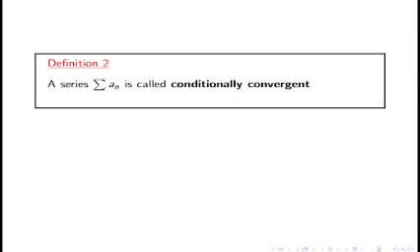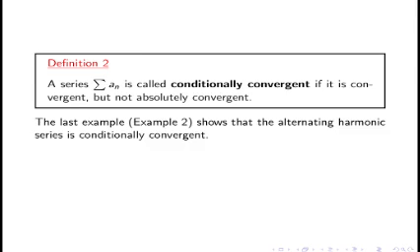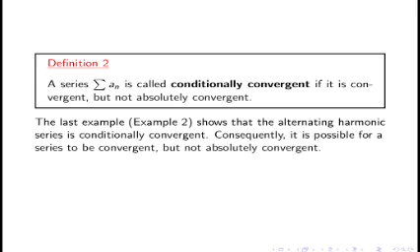We will call such a series conditionally convergent. If a series is convergent but not absolutely convergent, then such a series is called conditionally convergent. Now, in the last example, we had an example of such a conditionally convergent series. So in other words, I'll reiterate it: it's possible for a series to be convergent but not absolutely convergent.